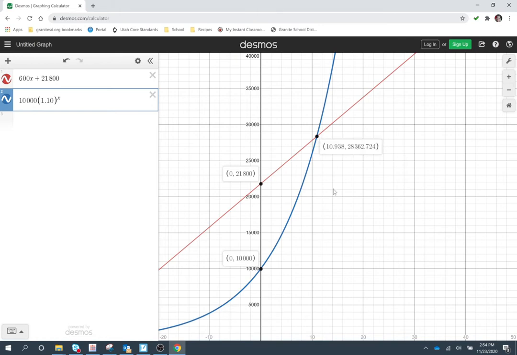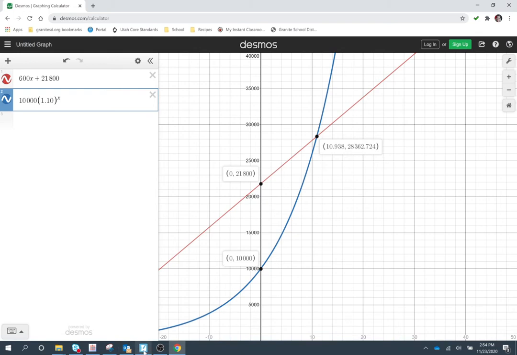So if you double click that point, and it looks to me like after about 10.9, so after about 11 years, Tinyville is finally going to get bigger or higher. Notice the blue line is above the red line. So Tinyville does get higher than Littleton after about 11 years. Okay, so at 10.9 years, their populations are both 28,362 people, but then Littleton keeps just going off slow, and Tinyville gets a lot higher.